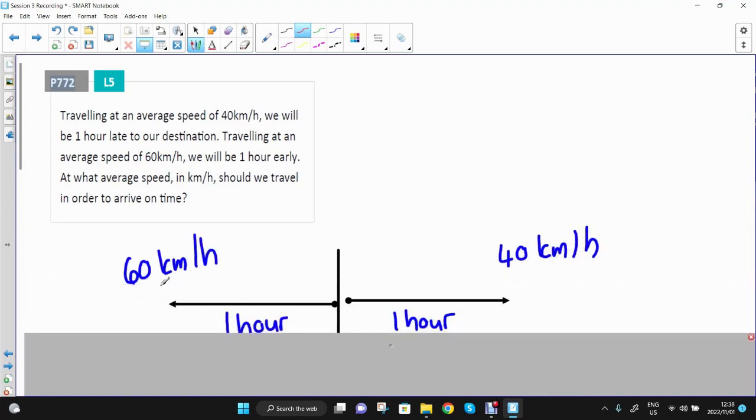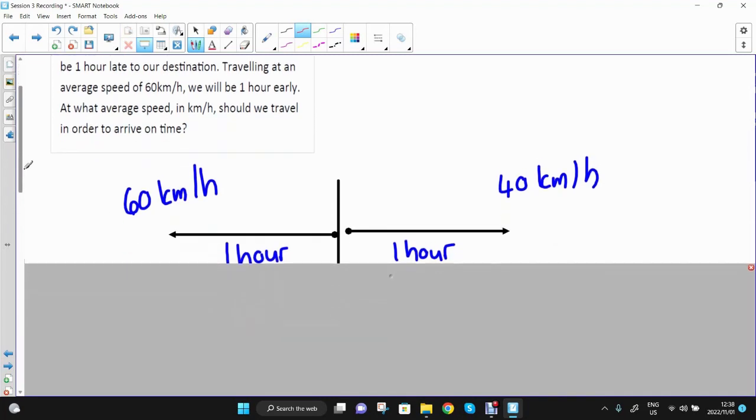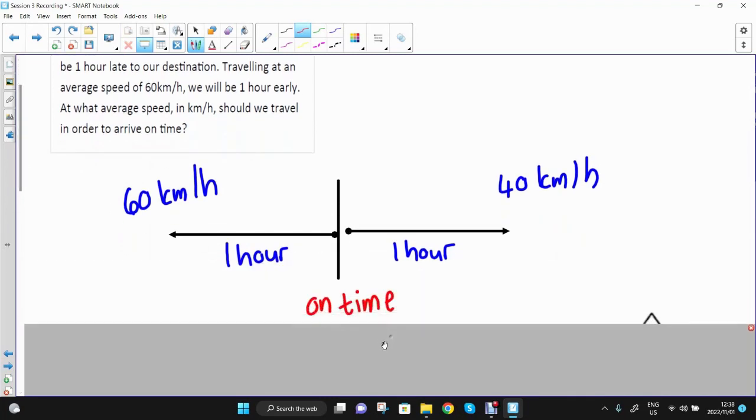So I drew up a little diagram for you, just to show you how this looks in words. You'll see here in the middle, that is when you are on time. And the 2 scenarios that are playing off here: if you are traveling at an average speed of 60 kilometers per hour, you are going to be 1 hour early. And if you are going slower, you are going to be 1 hour late.